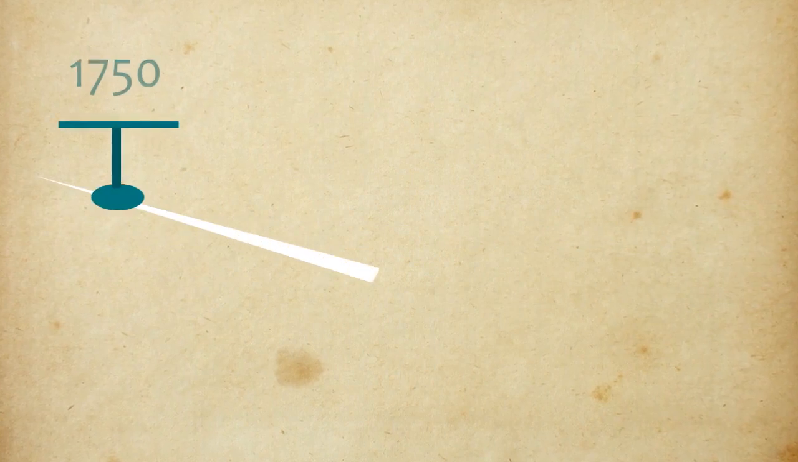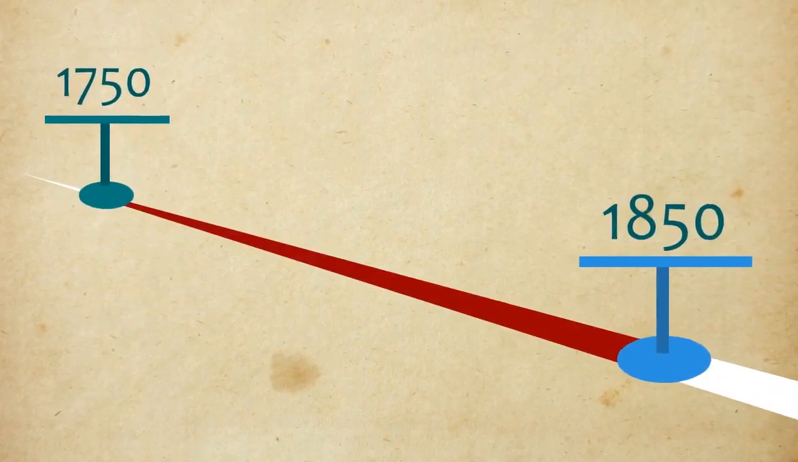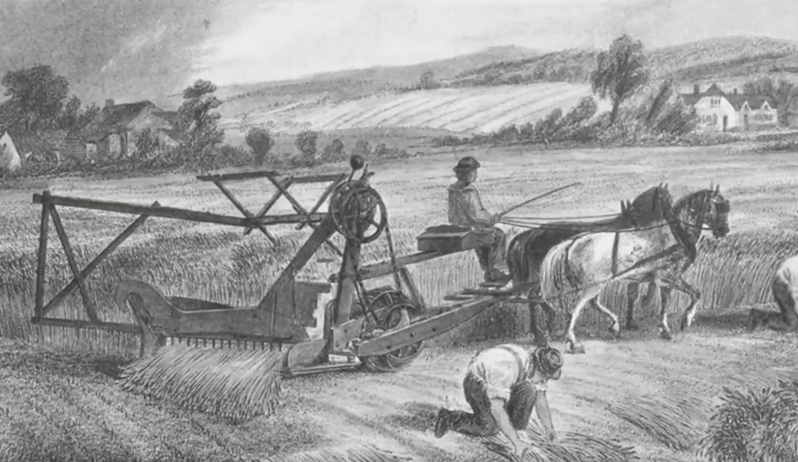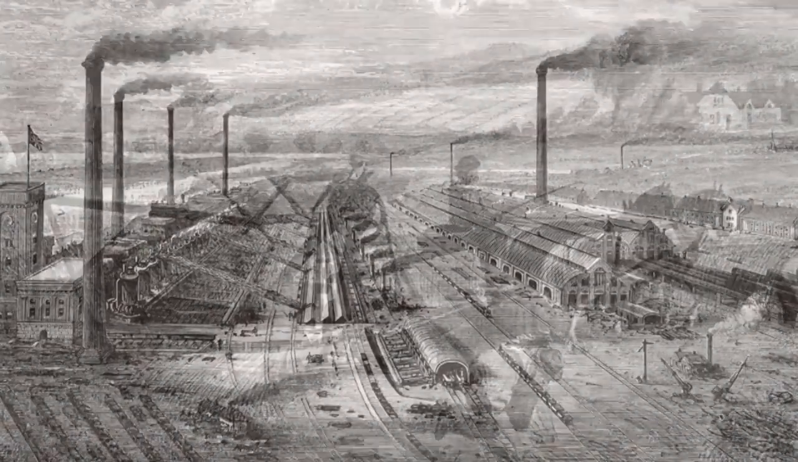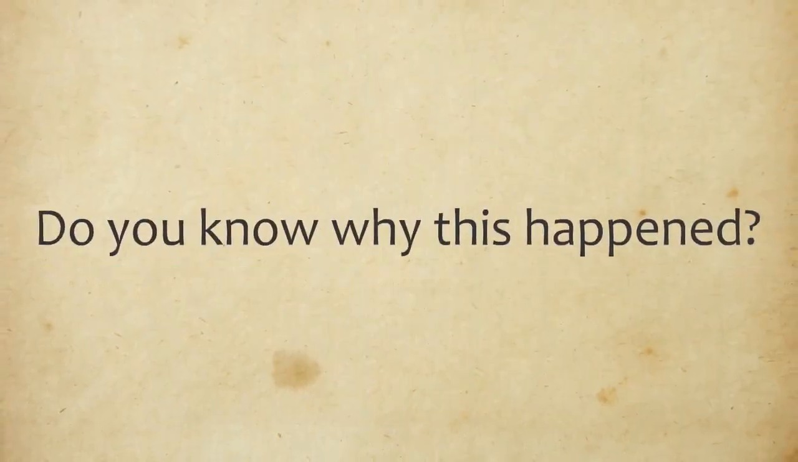The Industrial Revolution is the name given to the period between the 18th and 19th centuries, when Britain transformed from an agrarian society into an industrial society. Do you know why this happened?